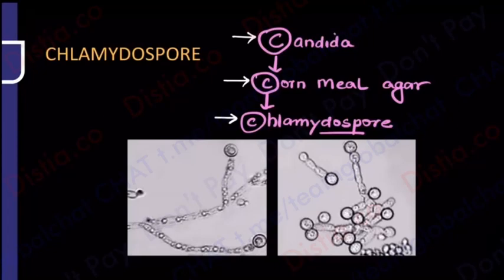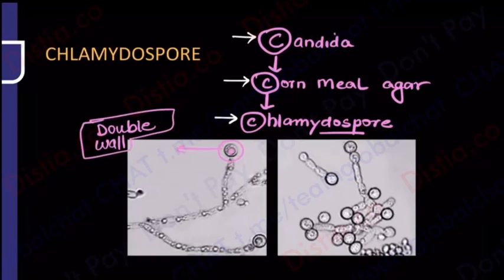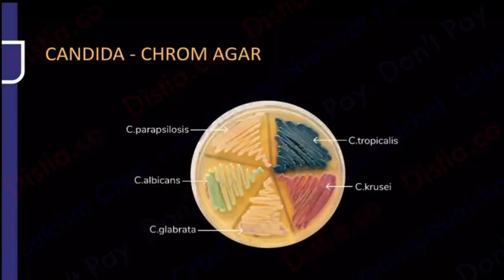And how do I identify chlamydospores? Going to the first part of the chapter, I had told you that chlamydospores are going to be identified by their double wall configuration. It has a double wall configuration that we have over here. Having said that, I'm not over with the C's. There is one more C that you have, and that C is going to be the chrome agar.